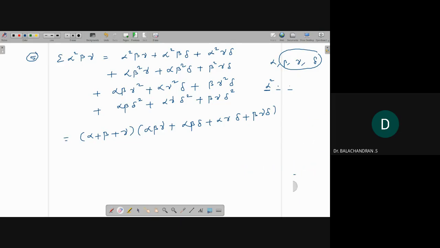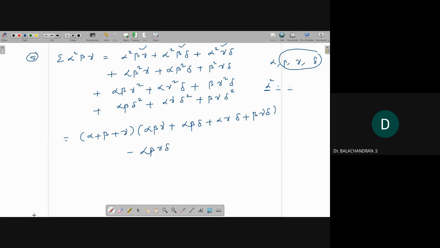So if you multiply these 2, you will get what? Alpha square beta gamma, that is the first term. If I multiply these 2, alpha square beta delta, second term. If I multiply these 2, alpha square gamma delta, third term. If I multiply these, I don't have anything, so I need to subtract. So minus alpha beta gamma delta.